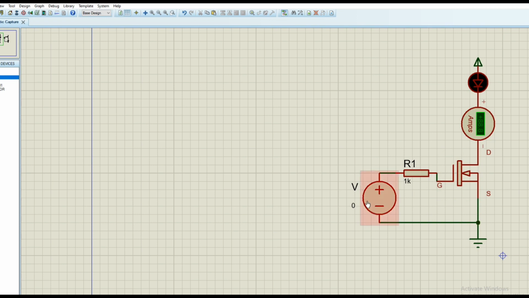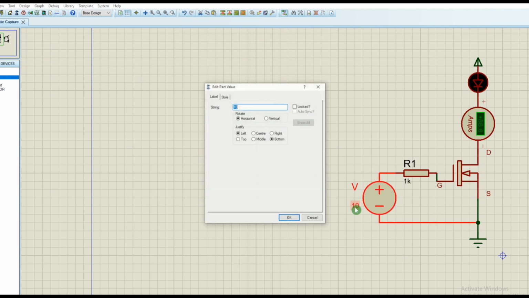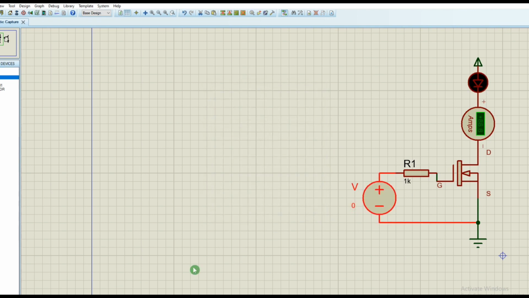If I apply its threshold voltage, VGS of 10 volts, it will short drain to source and current will flow through this load. If I apply 0 volts over here, it will never conduct, it will never short drain and source, and no current will flow through this load. Here you can see no current is flowing through this load.